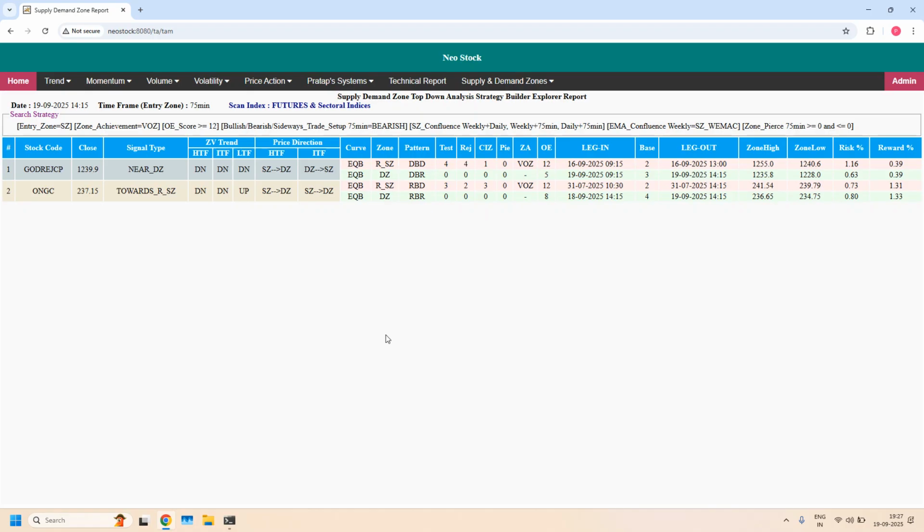Remember, less than 20 checklist items should be satisfied. Otherwise, higher chances of zone violation. You should not forget that point.